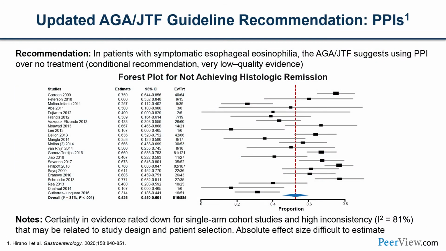Okay, so another recommendation is in patients with symptomatic eosinophilic esophagitis, the AGA, GHF suggests using PPI over no treatment, and this is what Dr. Evans talked about. Again, it's a conditional recommendation because of very low quality evidence, despite a lot of studies, but you can see the forest plot, it's almost like equal on both sides.